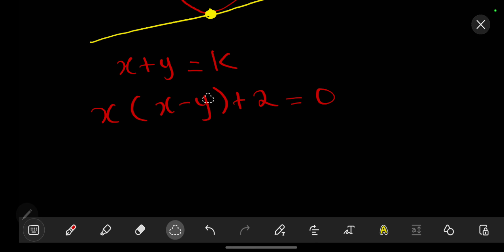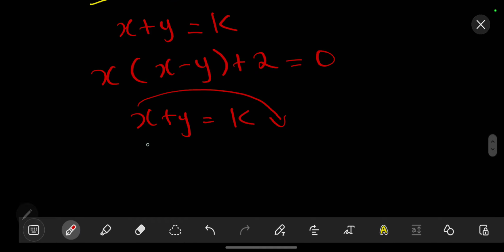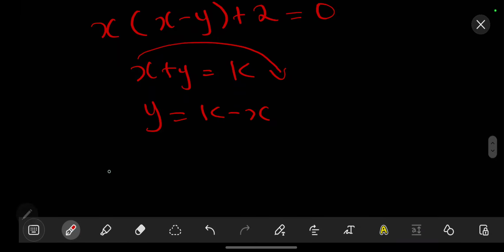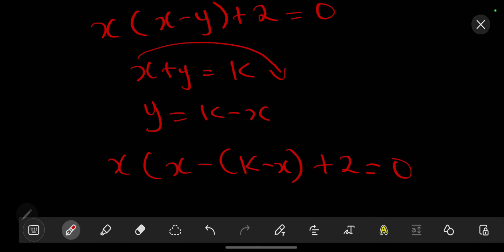Since there is only one y in this equation, make sure you make y the subject of the formula in the other equation. So for x plus y equals k, you take the x to the other side, so that y is equal to k minus x. So we are going to have x, then open brackets x minus, where there is y we put this value, k minus x. After that we have plus 2 equal to 0.